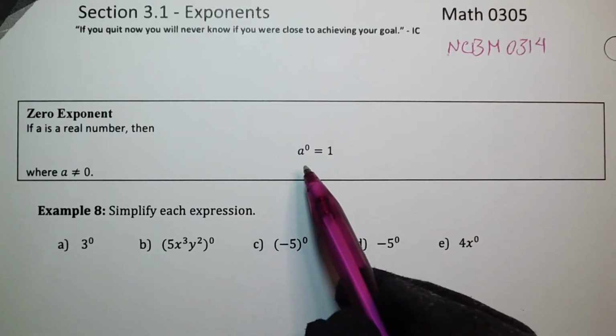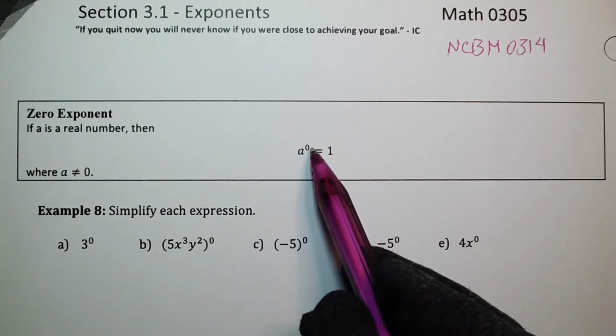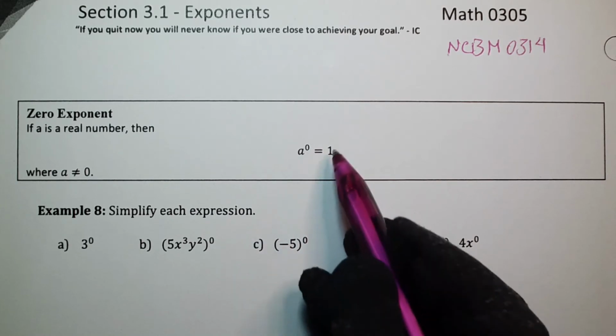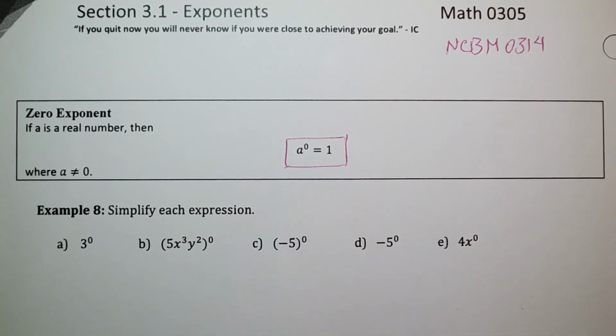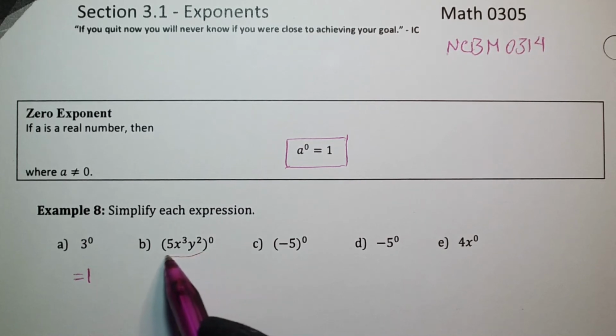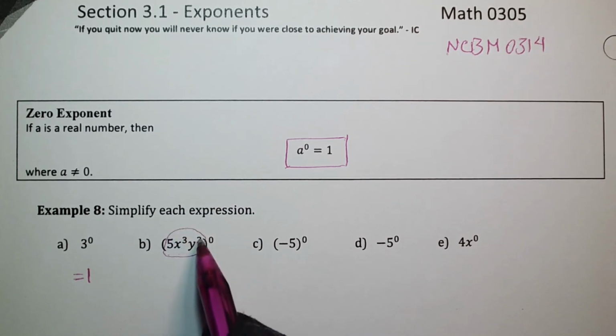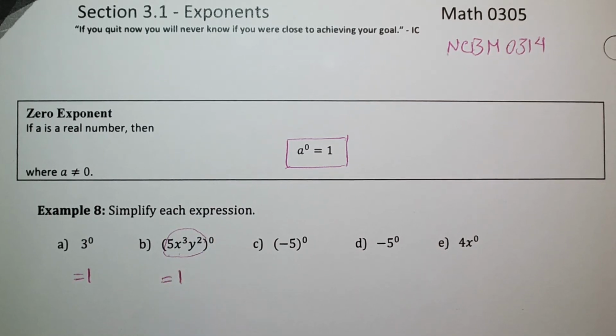If we have a base to the power of 0 or a number to the power of 0, always answer is 1. For example, 3 to the power of 0 is 1. Here you see inside of parentheses we have expression 5x cubed y squared, but all to the power of 0. So answer is 1.